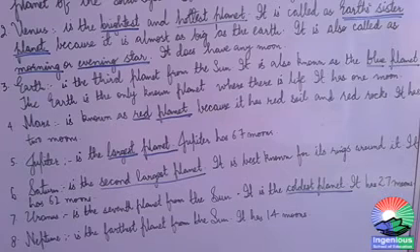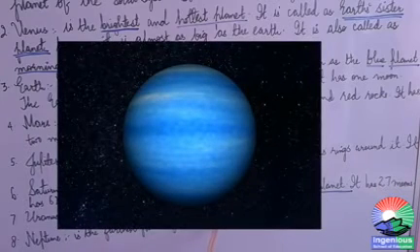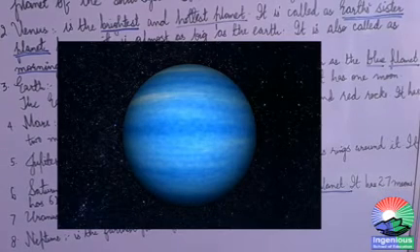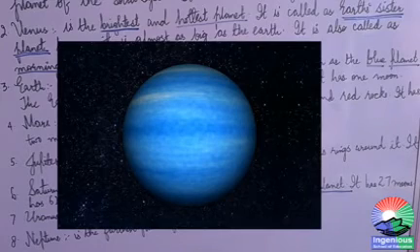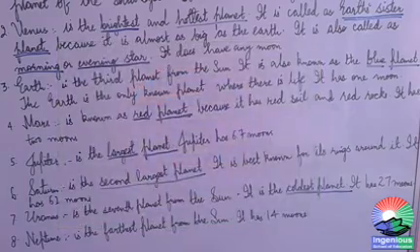Now let's talk about the last planet of our solar system, that is Neptune. Neptune is the farthest planet from the Sun. It is the last planet of the solar system, and it has 14 moons. Are you getting me? Very good.